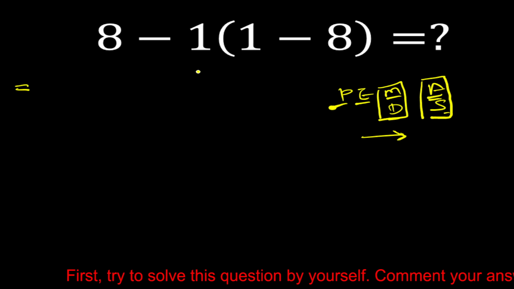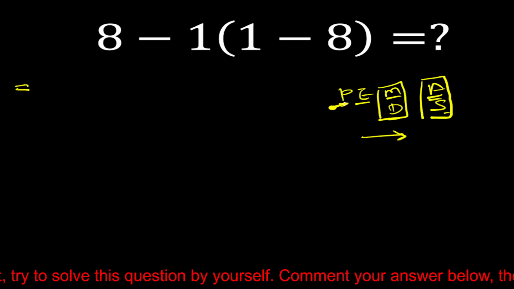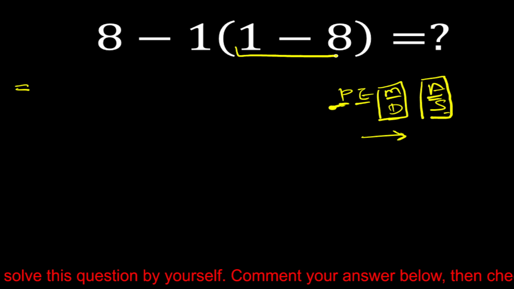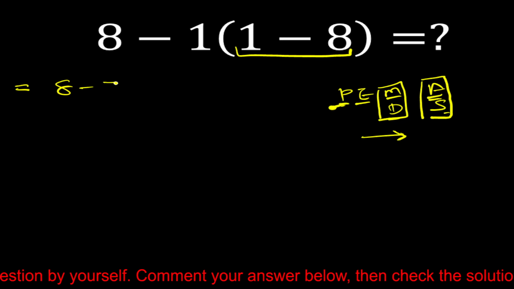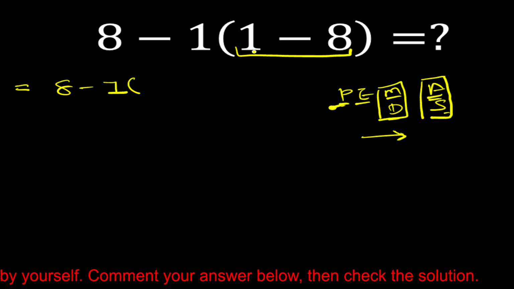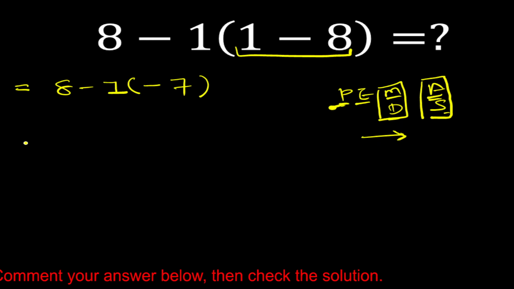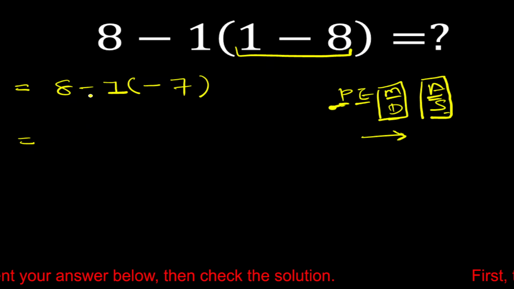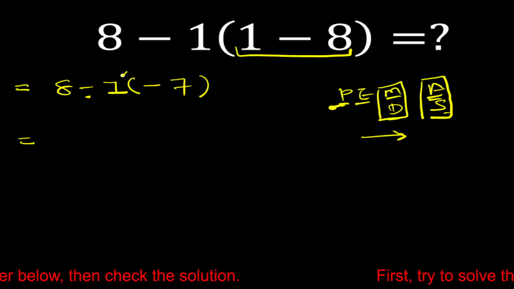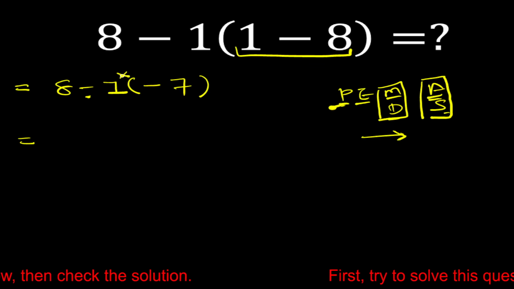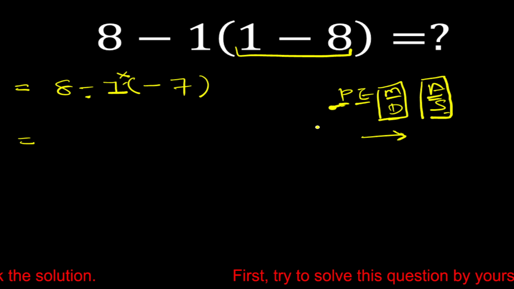Now let's solve this problem according to PEMDAS rule. So according to PEMDAS, first priority is parenthesis. Okay. So 8 minus 1. Now for this parenthesis, 1 minus 8 is equal to minus 7. Now here is a minus 1 and here is a minus 7. Therefore, and here is a multiplication. Okay. Here is subtraction and here is a multiplication.